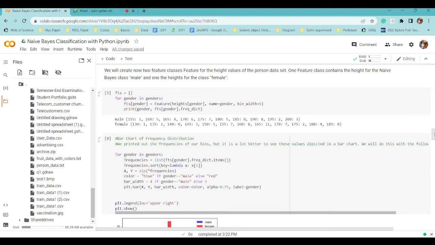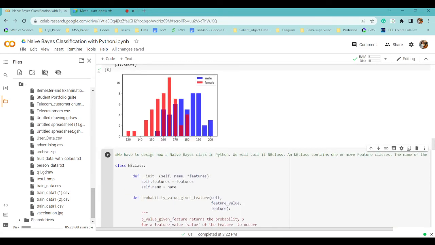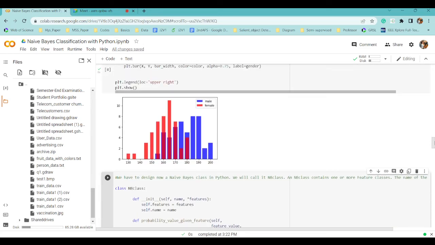Okay, it is giving a count. 135 to 140, how many people? 140 onwards. This is what it is doing. That's it. Nothing else. You can even change the range. Instead of 5, you can keep 7 or 10.